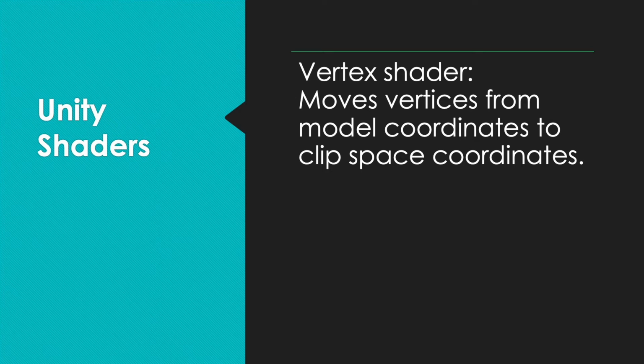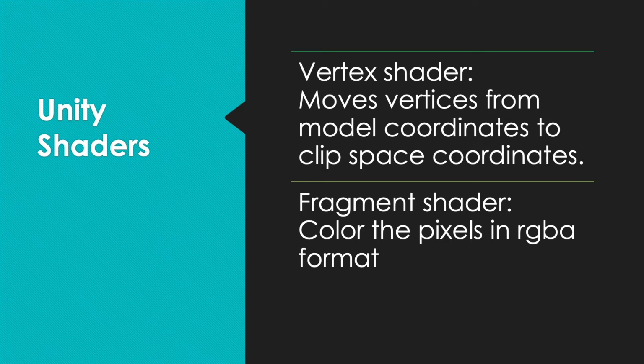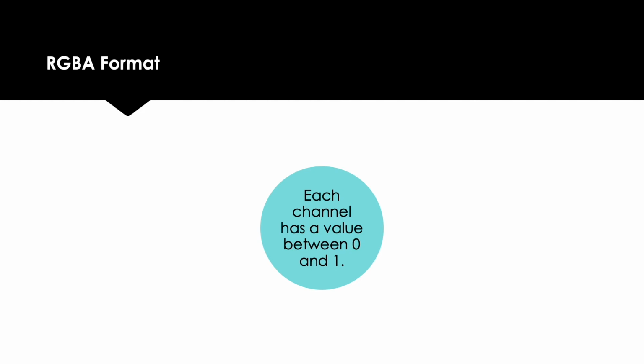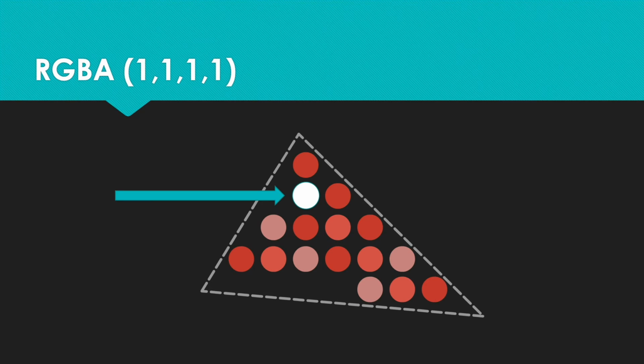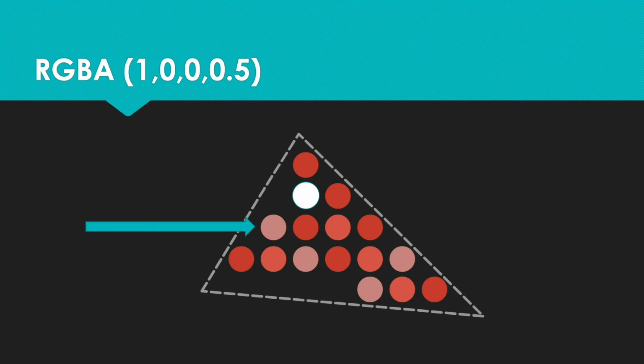on our screen. The vertex shader is called for each vertex in a model, and there is a fragment shader which is called for each pixel, and the output of this is the colour in RGBA format for this pixel. The RGBA format has a value between 0 and 1 for the red channel, the green channel, the blue channel, and the alpha channel. A value of 1,1,1,1 would show a white pixel on the screen, while 1,0,0,0.5 would show a semi-transparent red pixel on the screen.